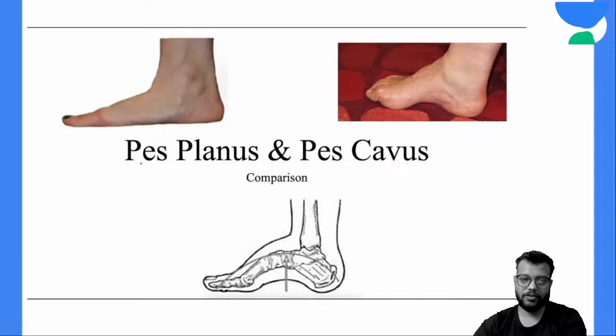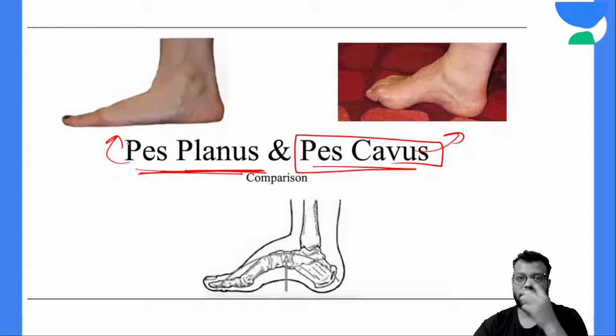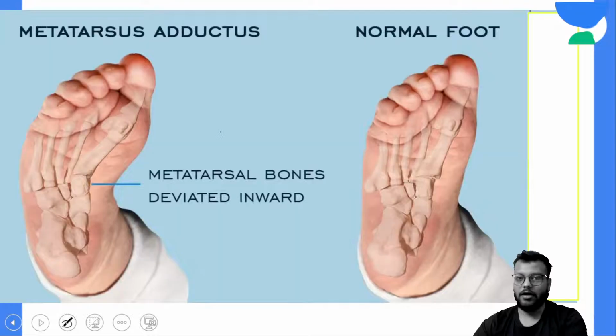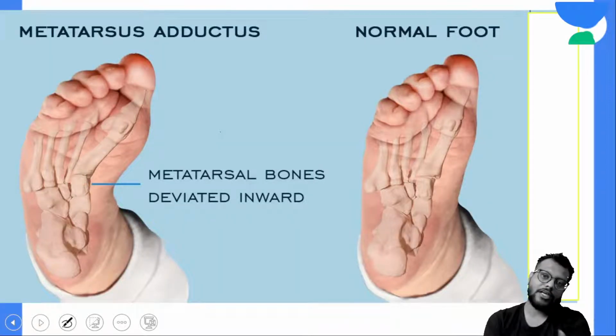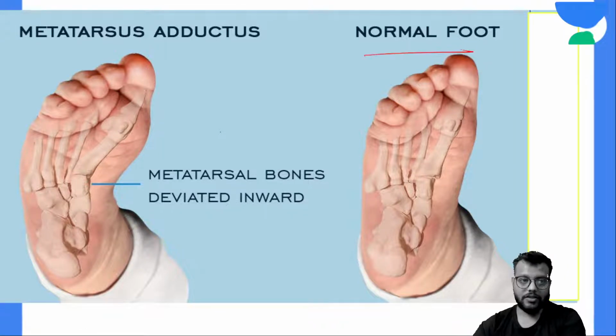This is your pes planus, that is the flat foot. From the name you can tell, planus means plane, and pes cavus is an exaggerated medial arch. Like this is your pes cavus, but remember these are correctable. Okay, correctable is CTEV also. By manipulation alone you can temporarily correct that. And now the normal foot is this one.